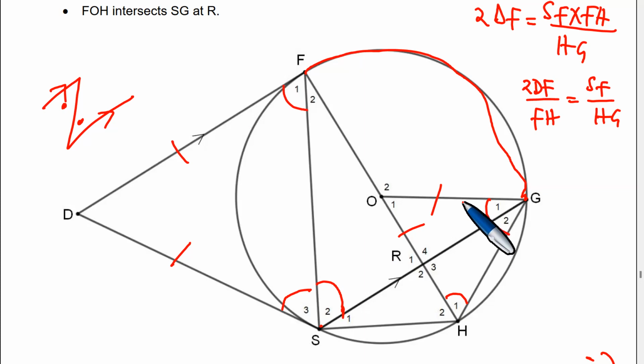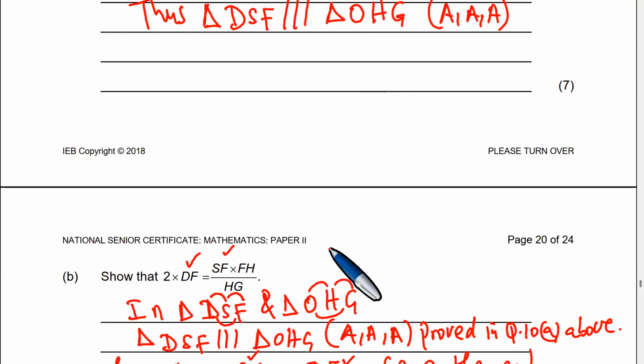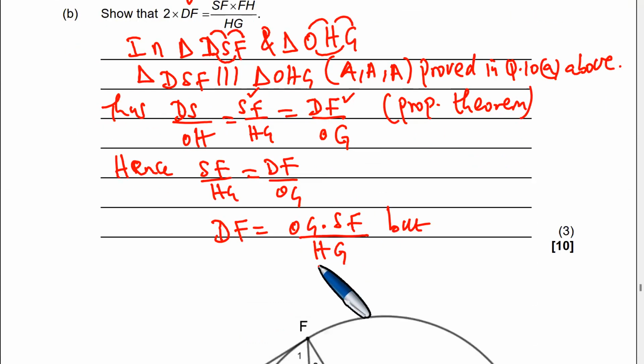Okay, so which means that's what I'm saying here. It's a radii and radius and diameter relationship. OG is equal to FH over 2. FH is a diameter, so half the diameter gives the radius.